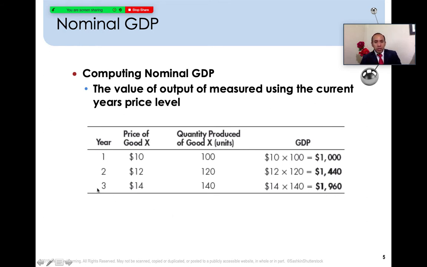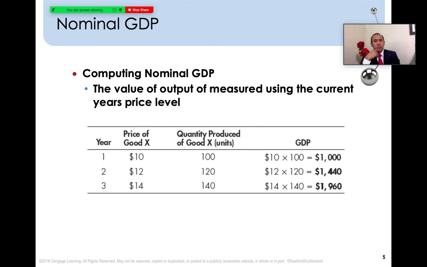Individually, for each particular year, we have gross domestic product for year number 3, gross domestic product for year number 2, and gross domestic product for year number 1. If you notice, gross domestic product in nominal terms seems to increase every year. The level of output is increasing. The prices of goods and services are also increasing slightly. So here, nominal GDP is rising.